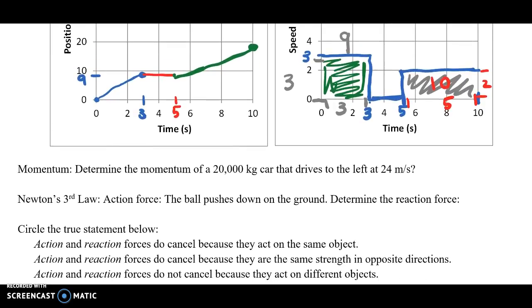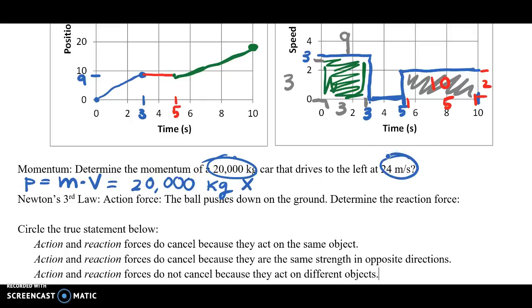Next question, we have momentum. You're going to use the momentum equation, P is equal to m times v. P is momentum, m is mass, and v is velocity. In this problem, you're given mass. Remember, mass is measured in kilograms. And then multiplied by your velocity.